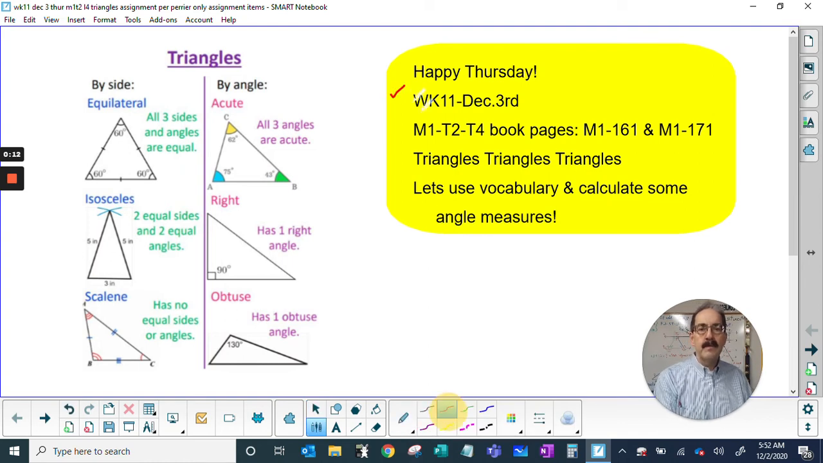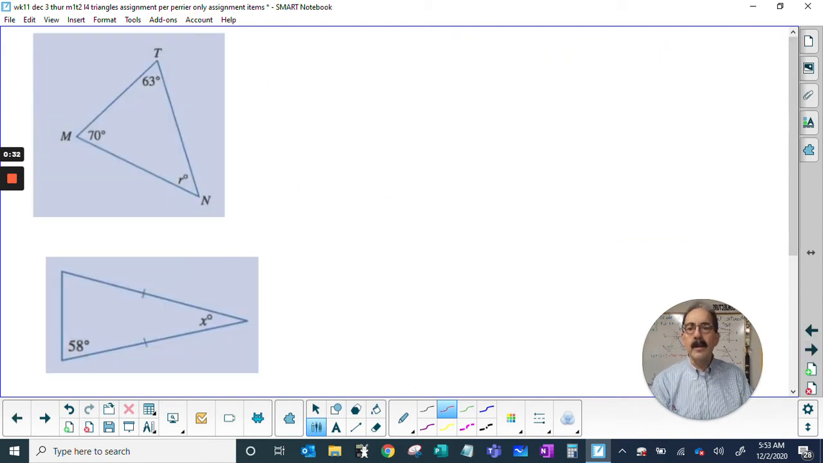So, December 3rd, we're in lesson 4, triangles. Now we're going to use the vocabulary and actually calculate some angle measures. Here's our chart. We're going to refer back to it over and over. Let's get started. We've got a triangle with 70, 63, and R. We need to calculate R.